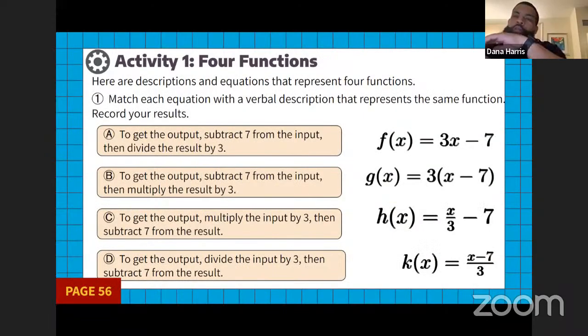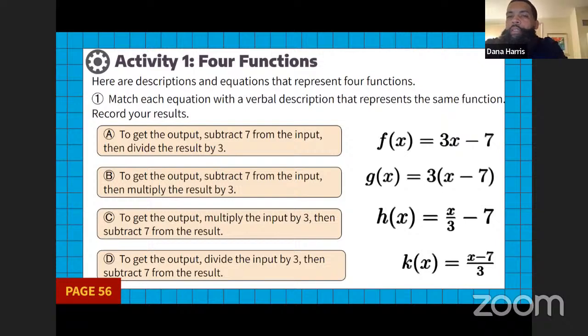Let me add the pictures that I want to do. All right, so notice this particular activity is on page 56, as you can see at the bottom. But you want to match the words with the functions, okay? So we'll start with A.